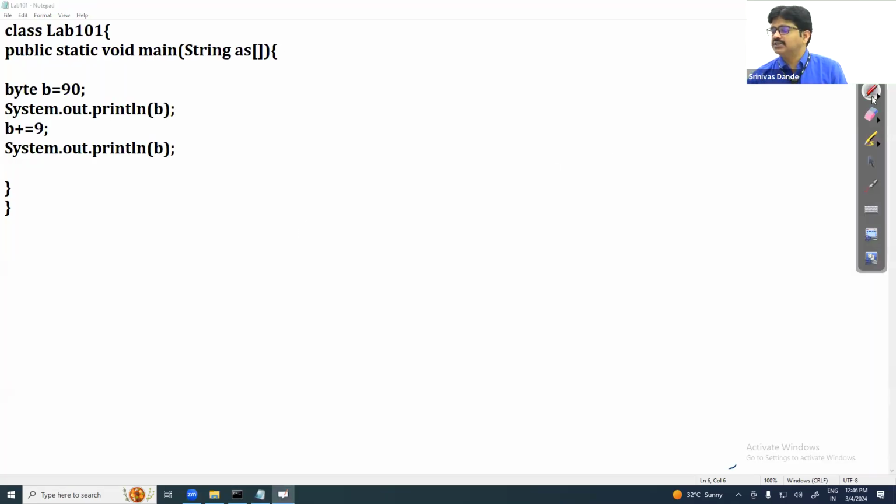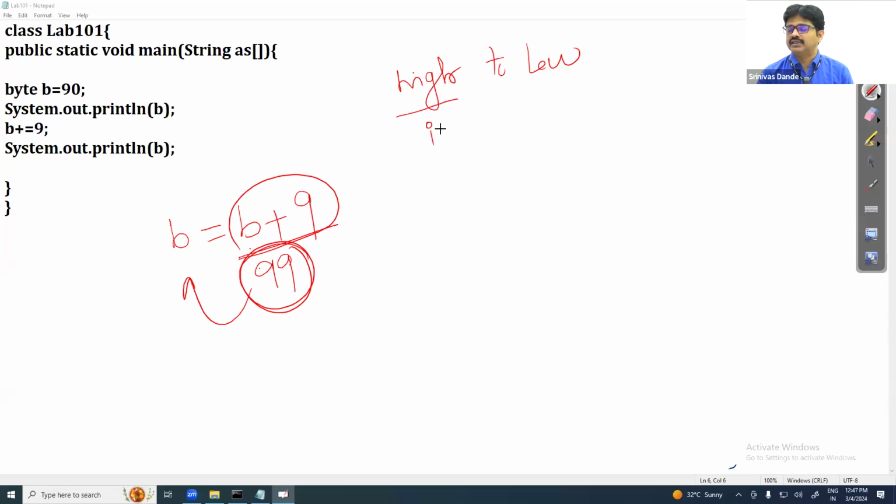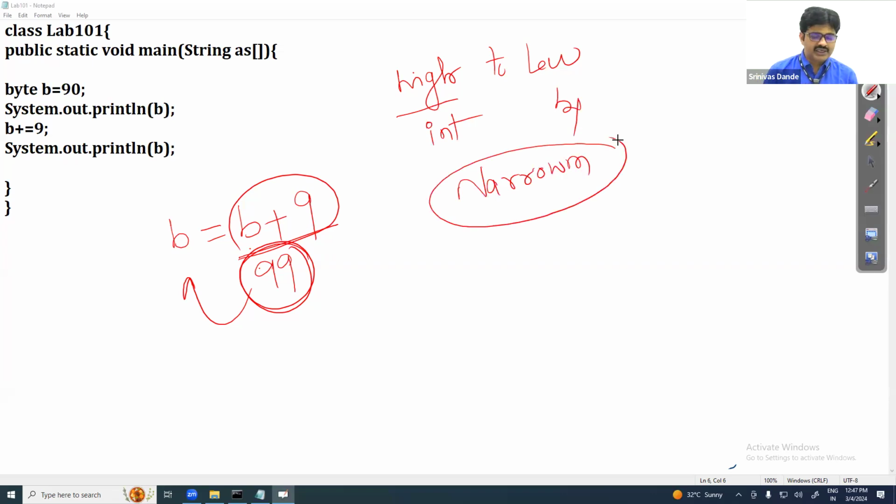Is this widening or narrowing? Higher to lower, right? Internally it will make it b equals b plus 9 only. B plus 9 means b is the byte. Byte plus 9, result coming as 99 as integer. So integer to byte, this is integer higher to lower. So you are telling it's narrowing, you are good. But in the case of narrowing, explicit casting should happen.